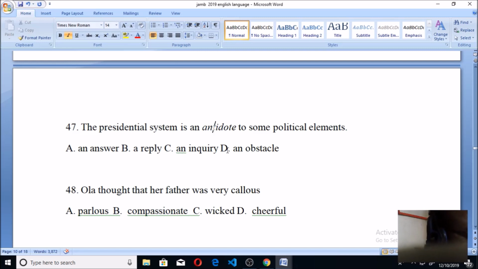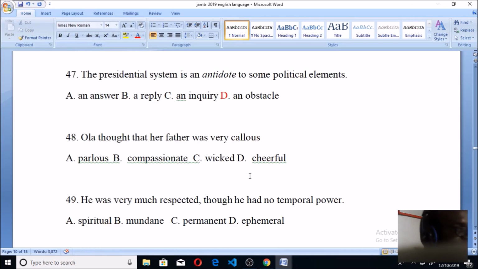Whereas D, an obstacle. An obstacle is a thing that blocks the way or makes it difficult to do something. So this should be the opposite of antidote, because whereas antidote is solving a problem or being the answer to something, similar to answer and reply, obstacle is actually blocking that thing, not letting it work. So this is the answer.